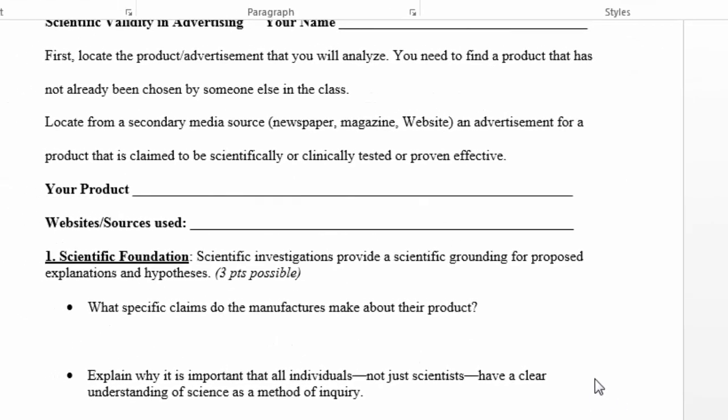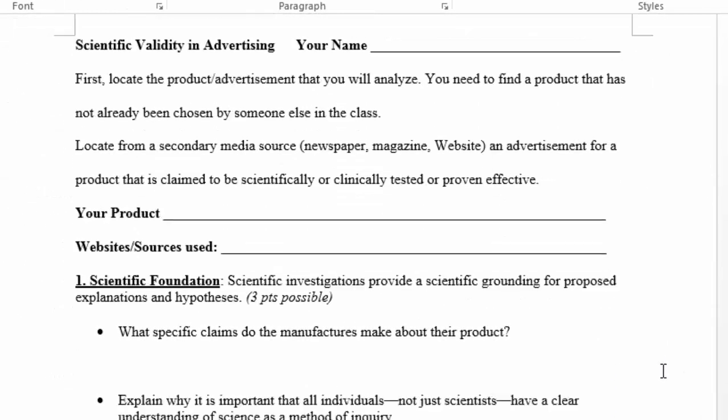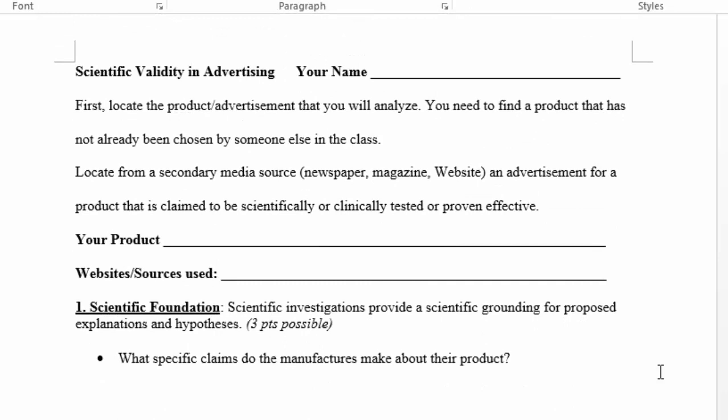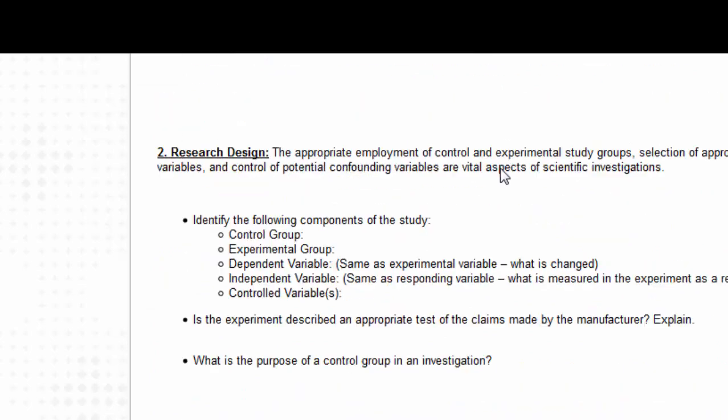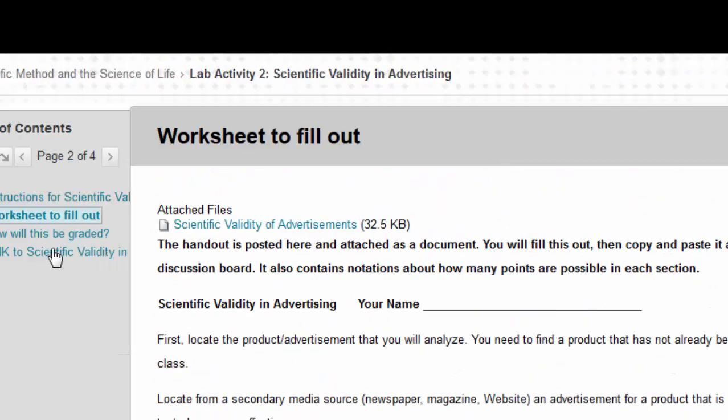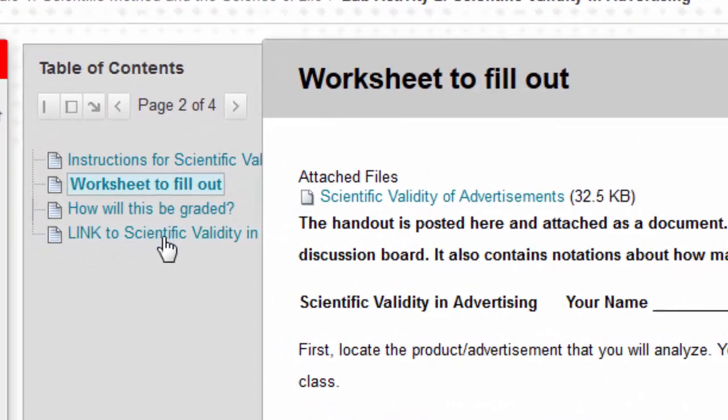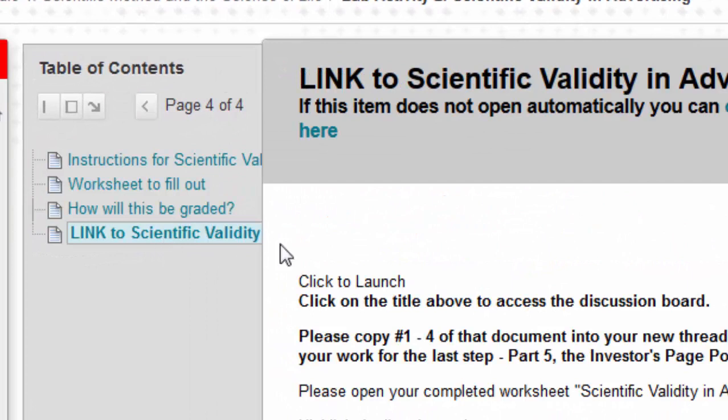So here's the document. Now let's pretend, see, I opened it up, and let's pretend I have filled it all out. In my world, which is not a Mac, I want to highlight all of that. So Control A, I'll highlight it, then I want to copy it, Control C. And now I have it saved like that. And I want to go to my discussion board. Click to launch.